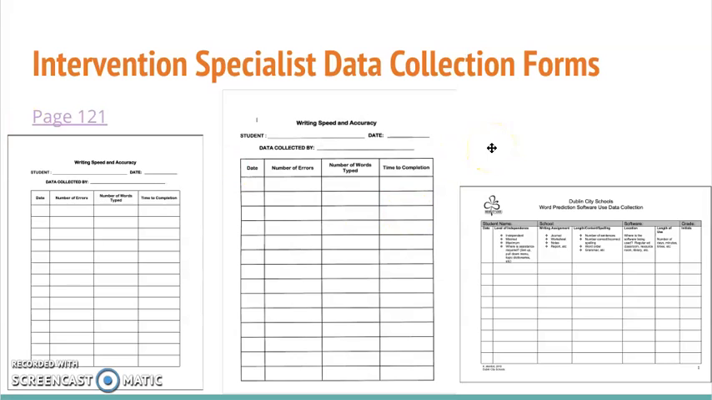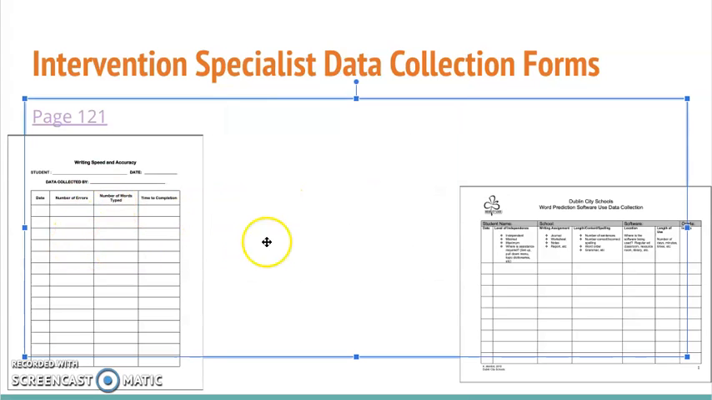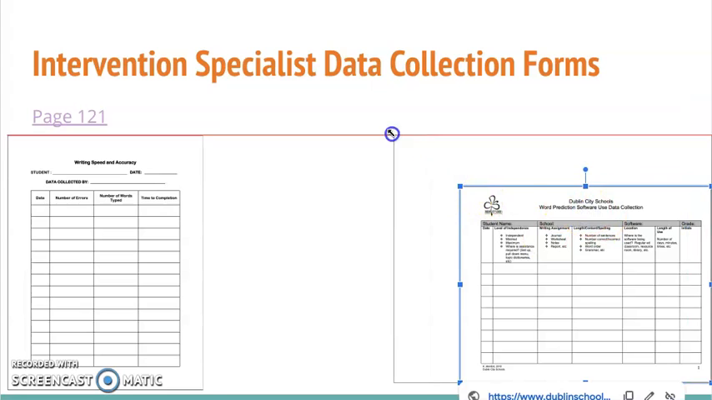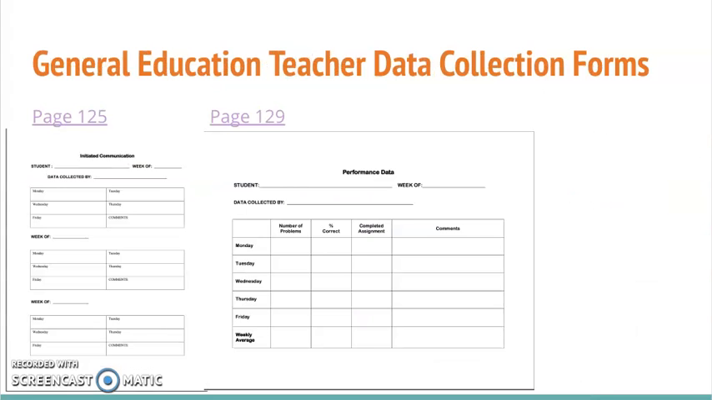And then I looked at some for maybe an intervention specialist or a general education teacher. So these ones have to do with a lot more writing. So the first one's writing speed and accuracy. I didn't realize I had that in there twice. So you're looking at the number of errors and words and how long it took them to complete. And then the other one here is word prediction software, if the student's using that as well. What kind of assignment it is, the software they're using, different things like that, the independence level.